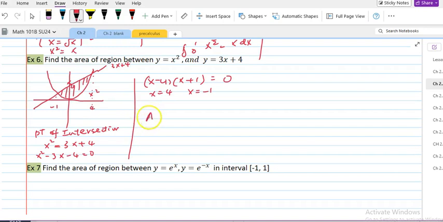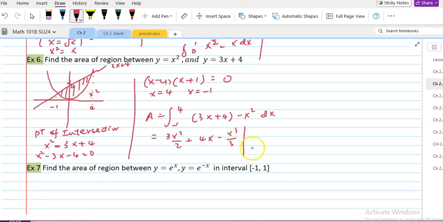So our area would equal the integral from negative 1 to 4. What is the top one? It is the 3x plus 4, and then minus x squared dx. So just do it. It would be 3x squared over 2 plus 4x minus x cubed over 3, evaluated from negative 1 to 4. So try to do it by hand.